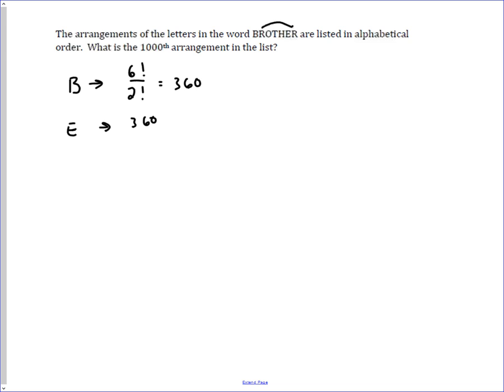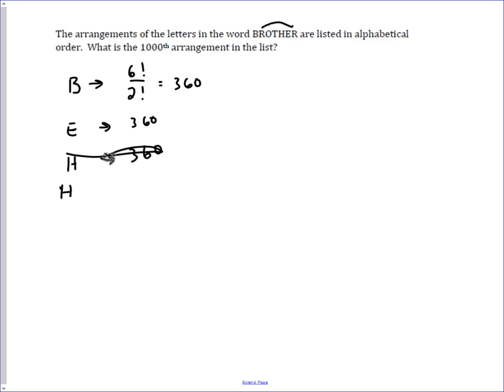And then we go to H, and H is the exact same calculation we just did, because we haven't taken any of the R's out. So now that's too many, because when you add up 360 plus 360 plus 360, we get to 1,080. So we know the word starts with H.